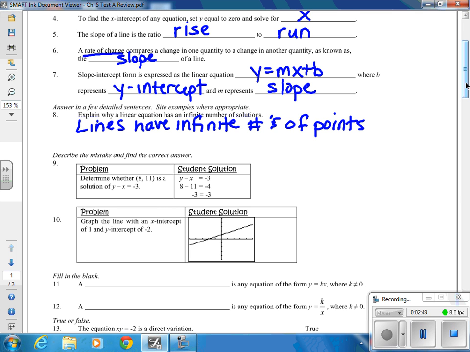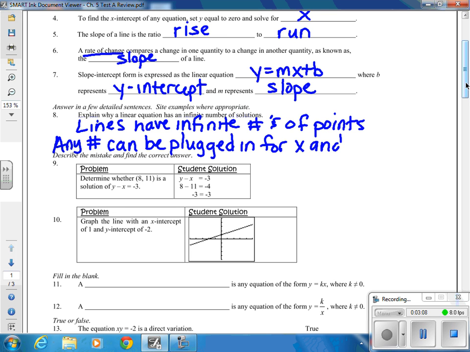So because it does that, you can pick an unlimited amount of points and it would still be on that line. Another way you could look at it is that any number can be plugged in for x, and a y can be figured out. So because you can be putting in any x number you want, right, it will still allow you to get a y value. So if you can do that, you've got an infinite amount of possibilities in terms of your ordered pairs.